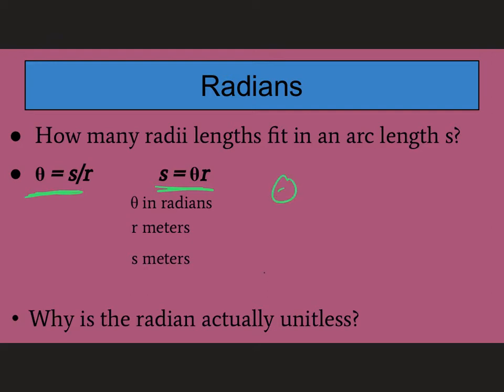But if we do a quick unit analysis on our radians, arc length is measured in, let's call it meters. And if our arc length is going to be measured in meters, then our radius should be measured in meters. And so what we see is that those units actually cancel out. And so the radian is a dimensionless or unitless value.